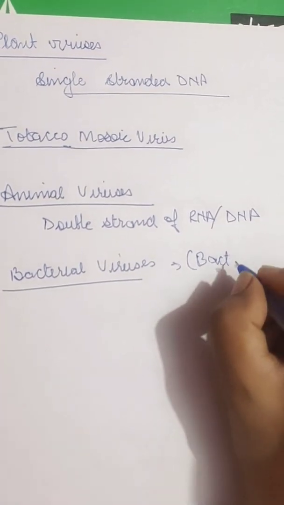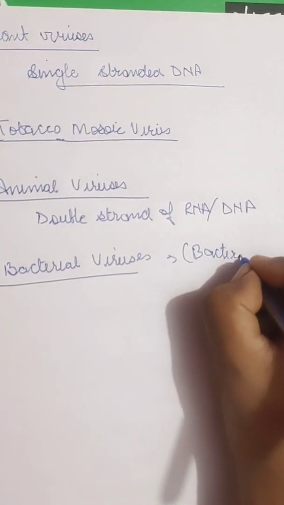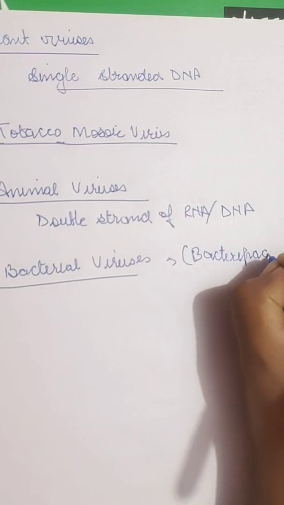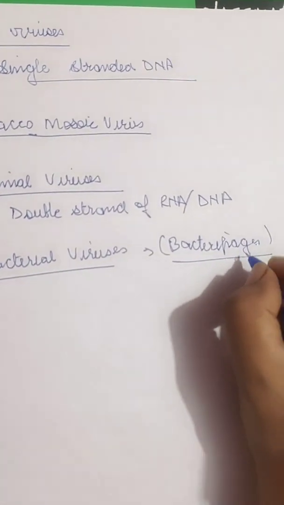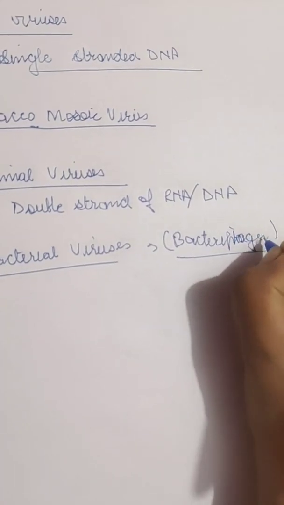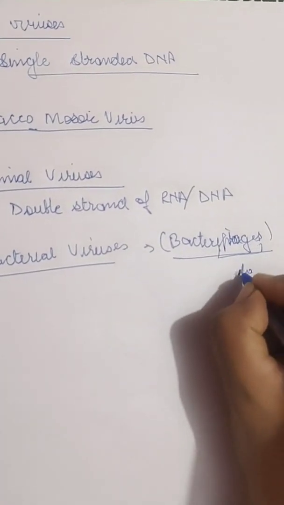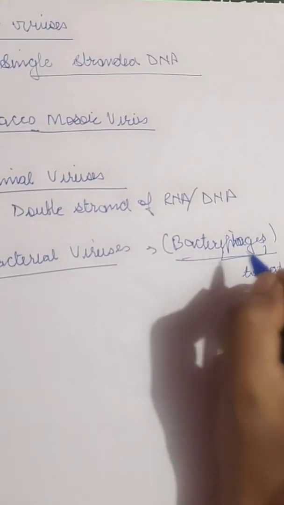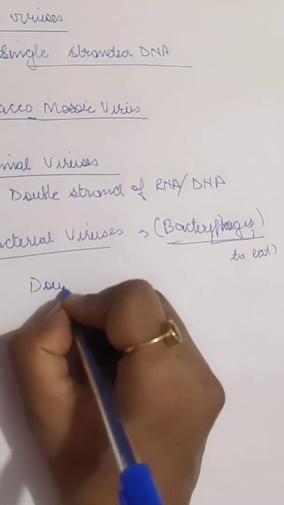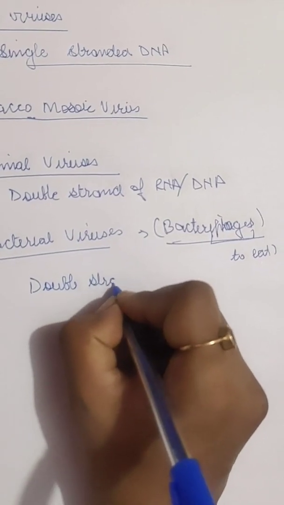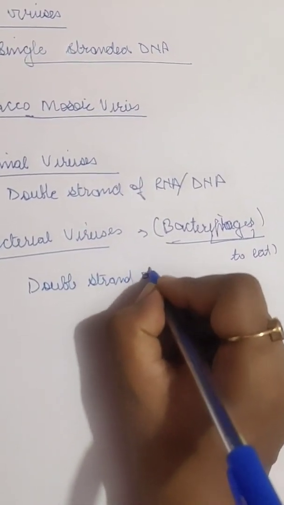So what does this bacteriophage do? Bacteriophages feed on bacteria. Phage means to eat. So the virus which eats bacteria is called a bacteriophage. So this is also a double strand of DNA.